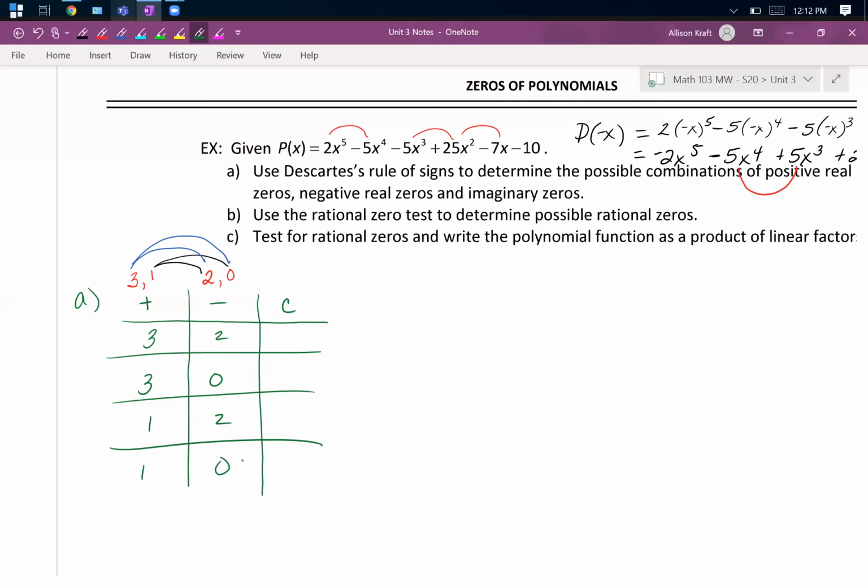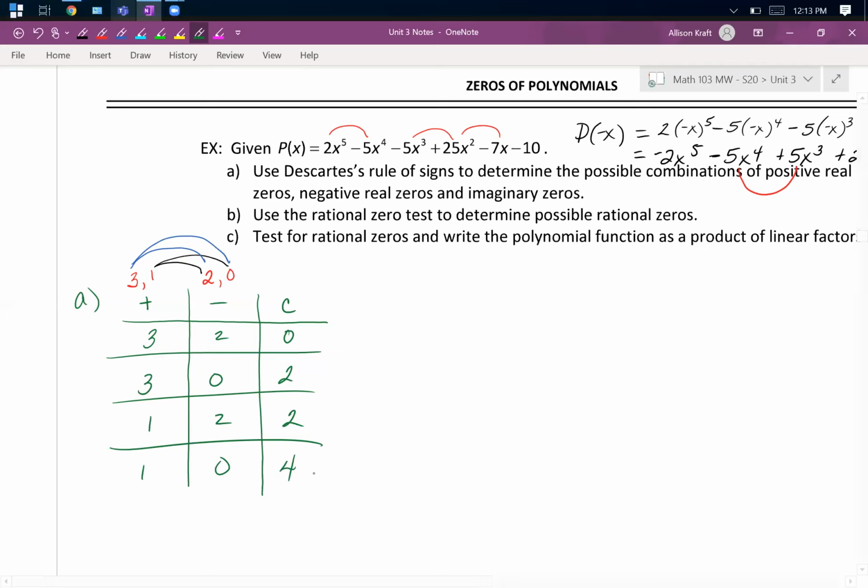Now we're going to fill in our complex column because we know that each one of these rows has to add up to be our degree. And our degree is 5. So we just got to figure out what number goes in our complex column so that everybody adds up to be 5. So we already have 3 and 2, so 0. And our next option is 3 and 0, so this has to be a 2. 1 and 2, we need another 2 to make 5. And then in our last row, we need this to be 4 so that it adds up to be 5.